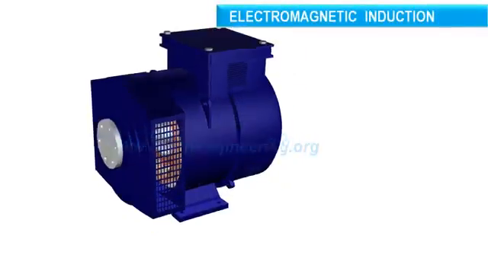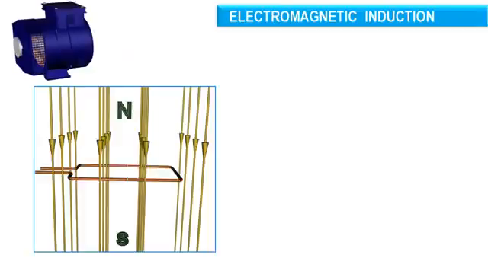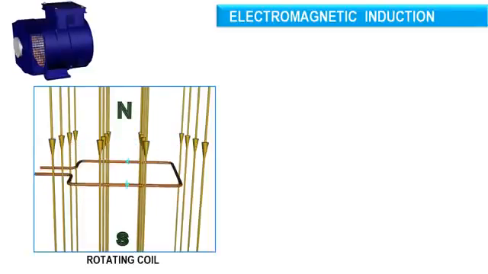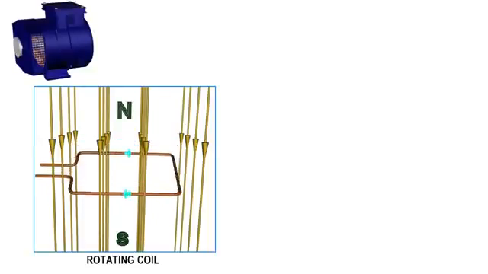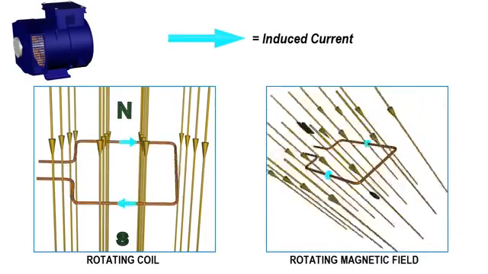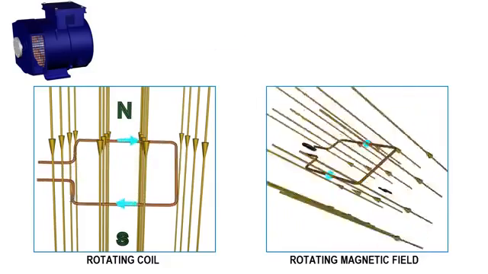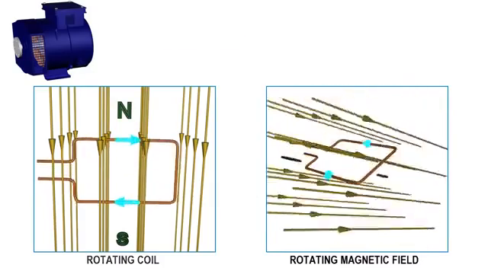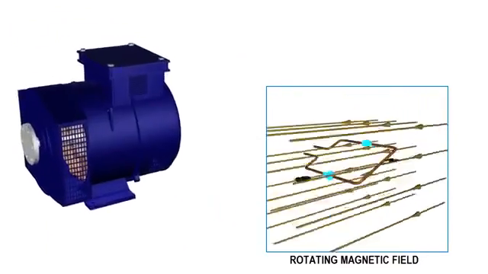To generate electricity in a coil, either the coil should rotate with respect to the magnetic field, or a magnetic field should rotate with respect to the coil. In the case of an alternator, the latter approach is used.